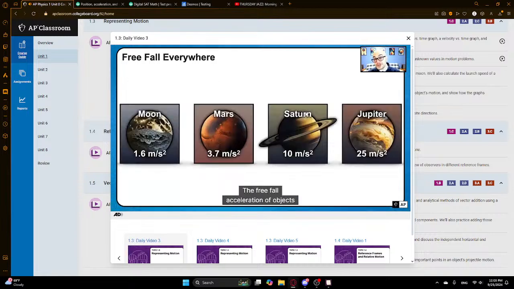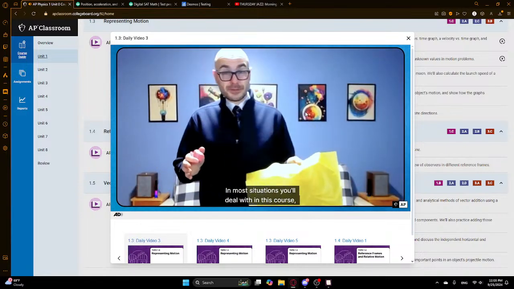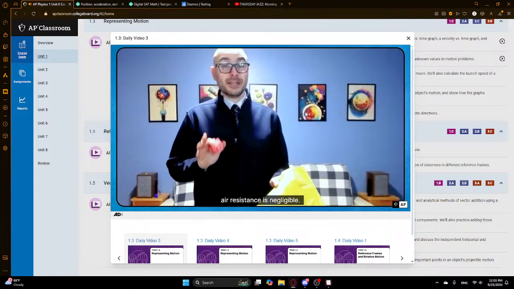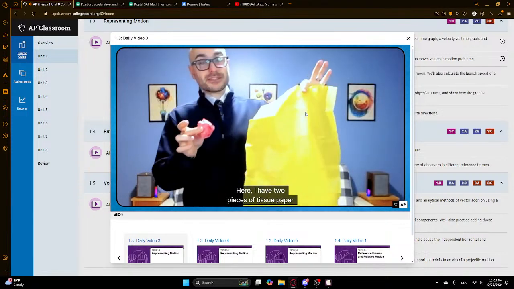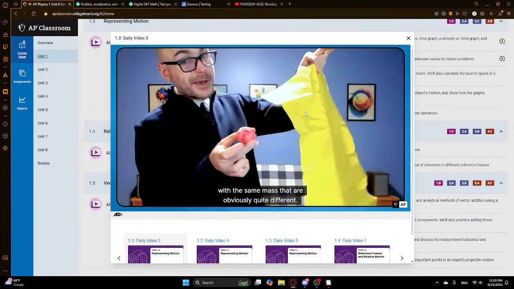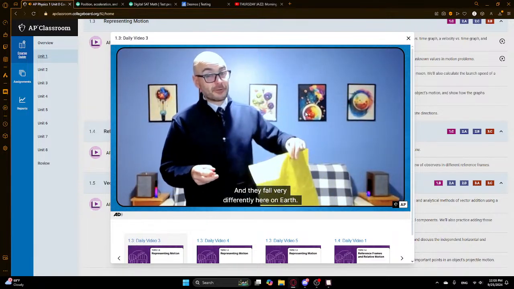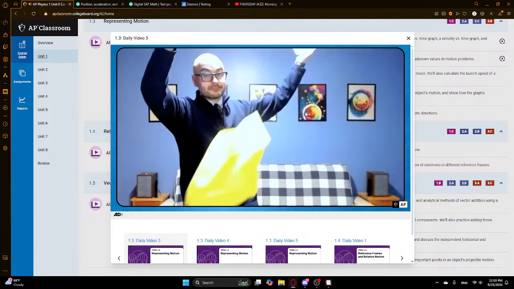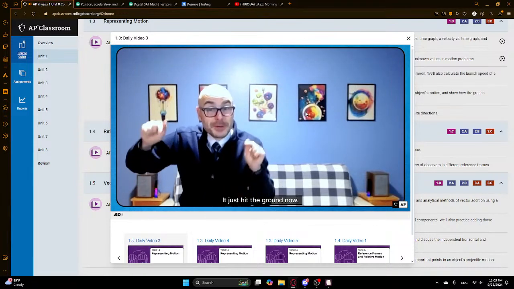The free fall acceleration of objects is different on the surface of different planets. In most situations you'll deal with in this course, air resistance is negligible, but that's not always the case. Here, I have two pieces of tissue paper with the same mass that are obviously quite different. This one's all wadded up into a ball, and they fall very differently here on Earth. It just hit the ground now.